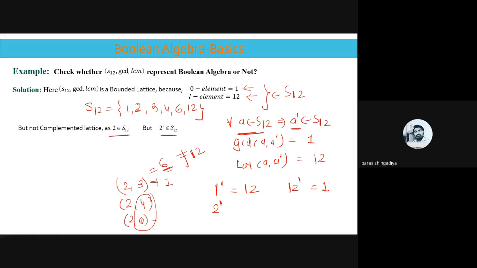Clear? So 2 dash does not exist, and based on that we'll say it is not a complementary lattice. Okay, it is not a complemented lattice, and based on that we'll directly say that S12 with GCD and LCM is not a Boolean algebra. Okay, it is not a Boolean algebra, and now there is no need to prove distributive lattice. Clear? Because if it is not a complemented lattice, there is no need to verify whether the Boolean algebra is a distributive lattice or not. Clear? Directly we can say it is not a Boolean algebra.